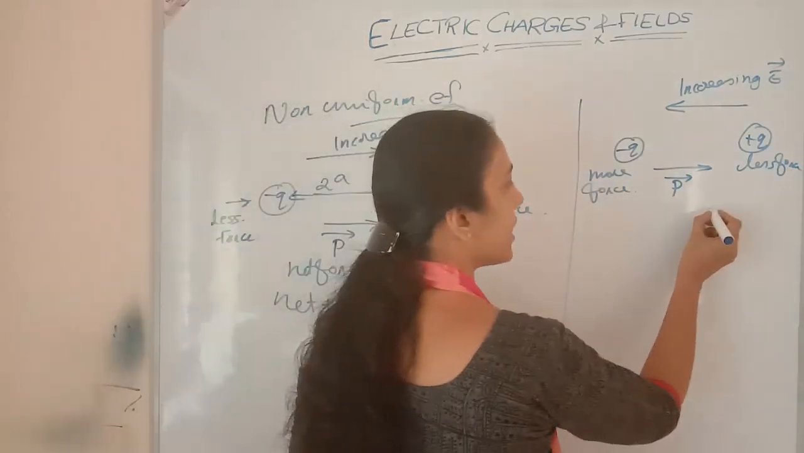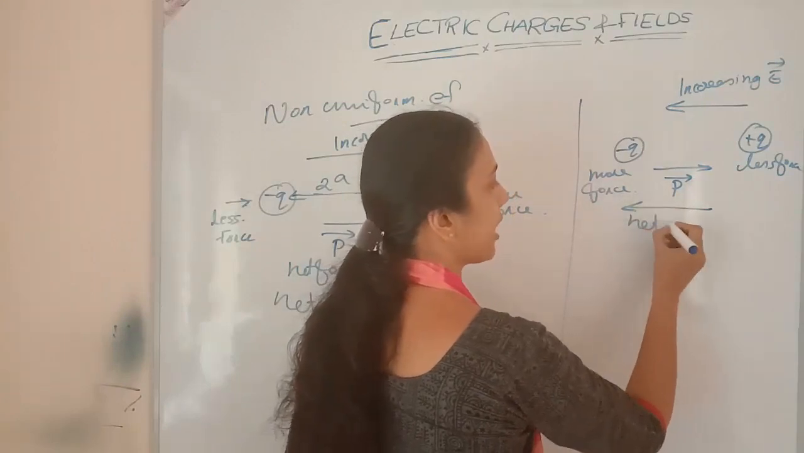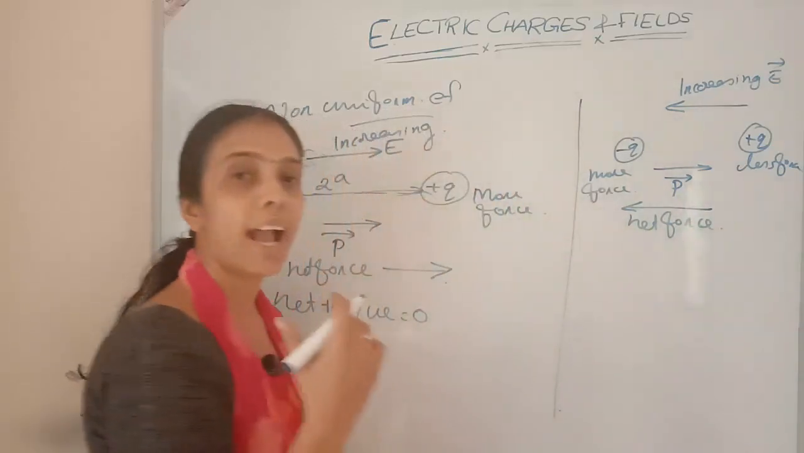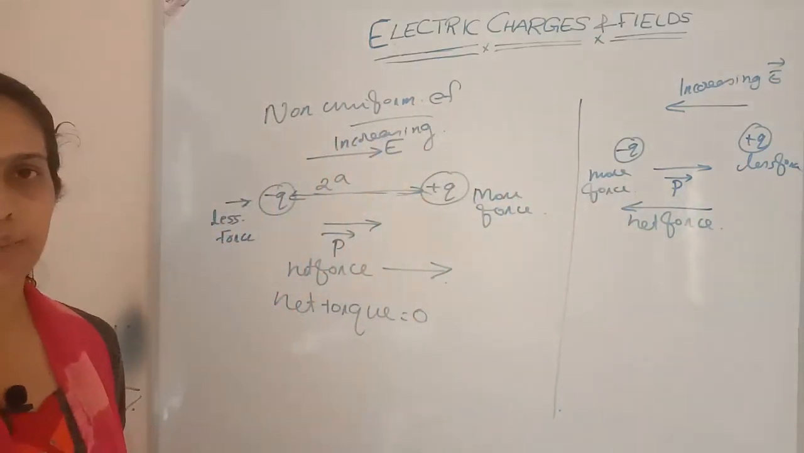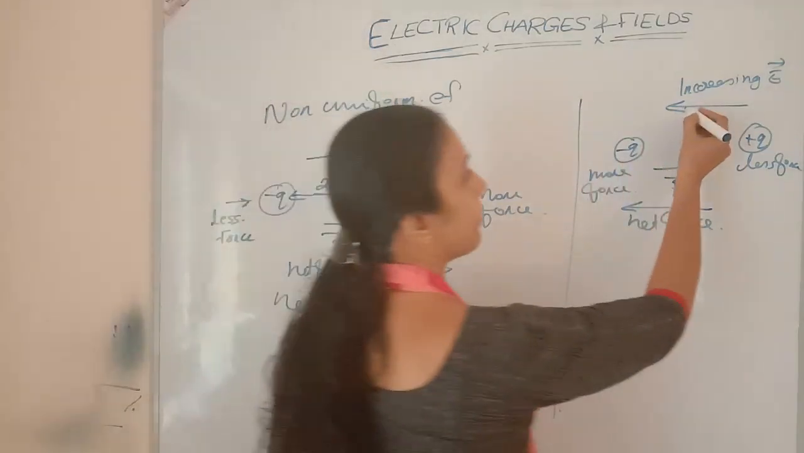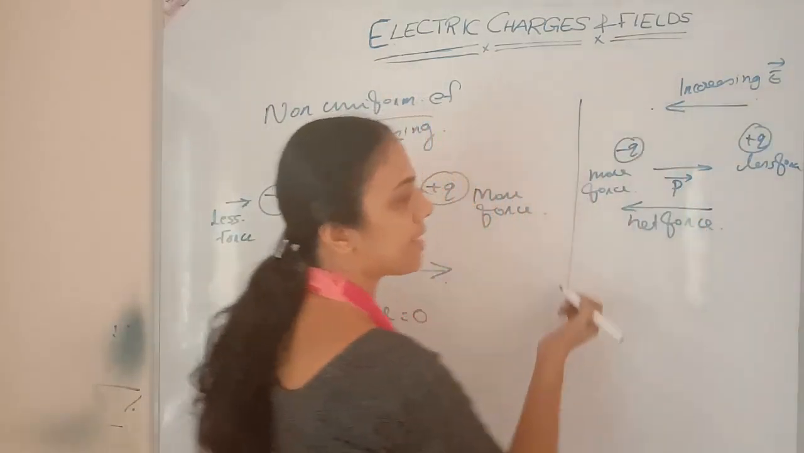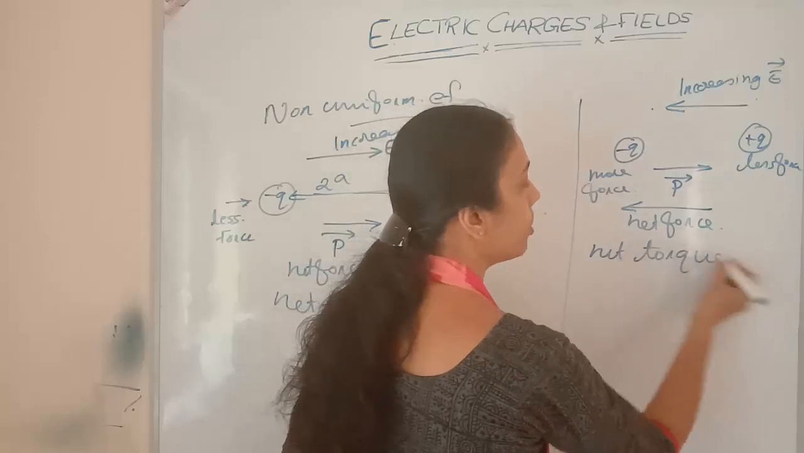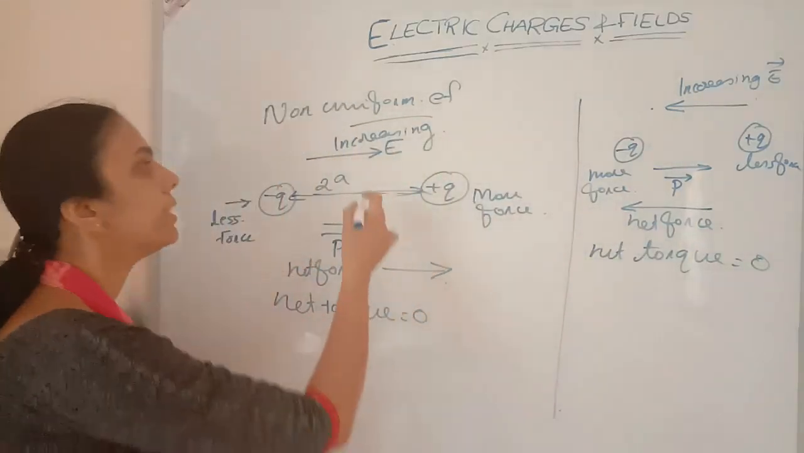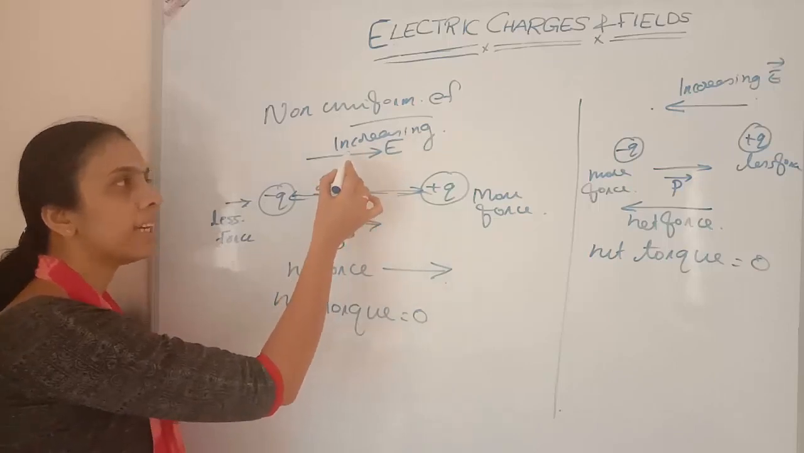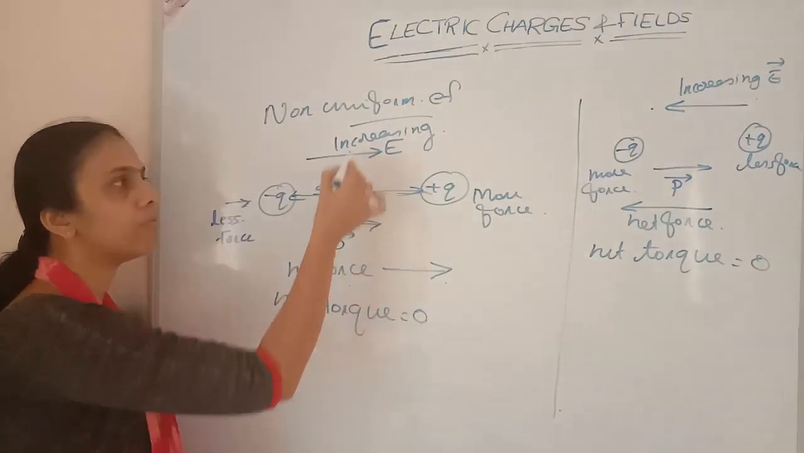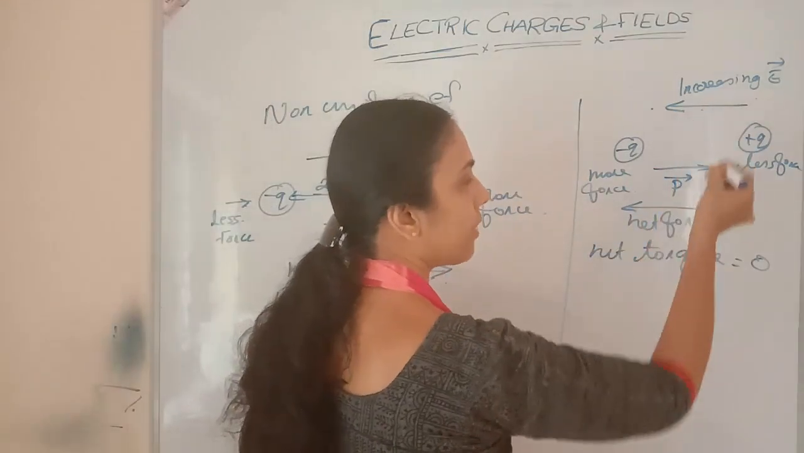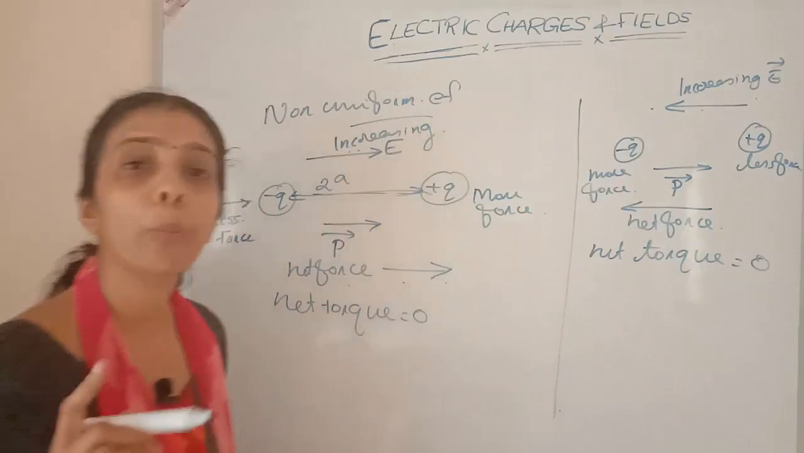Okay, so which will be the direction of net force? This is the direction of net force. So P and net force are acting in the opposite direction. If the field is increasing in this direction, the net torque acting on the system will be equal to 0. But here you should see increasing electric field and net force are in the same direction. But here increasing electric field and the net force are in opposite direction.